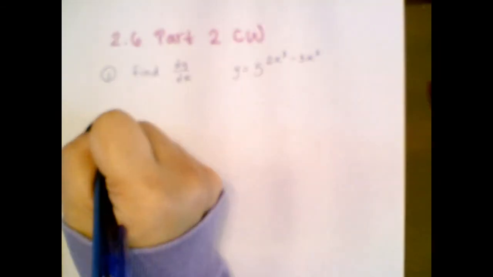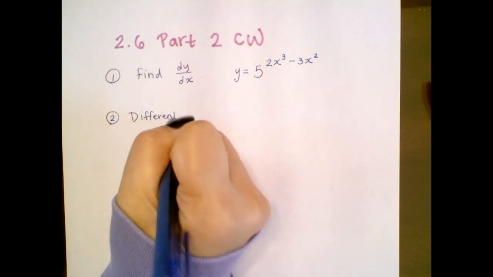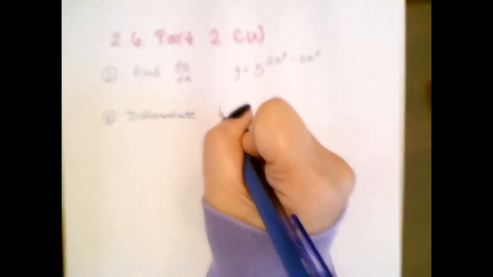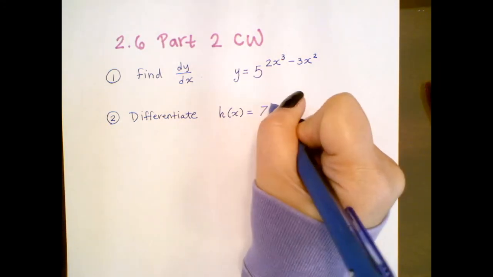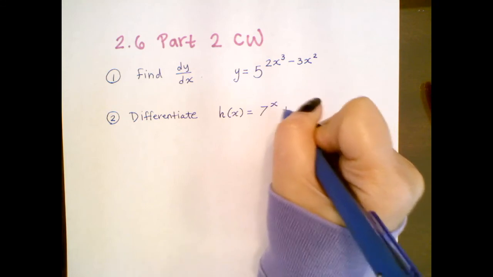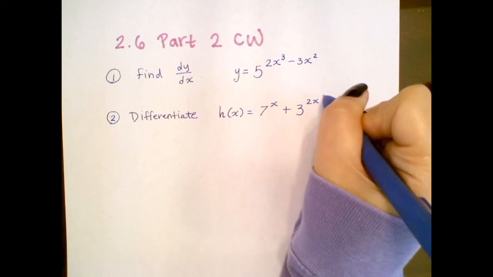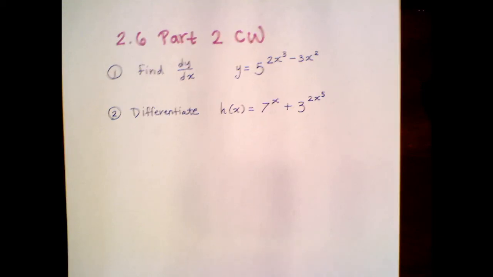All right, number 2. Differentiate h of x, and this one is 7 to the x power plus 3 raised to the 2x to the 5th power. And guys, the subscripts, maybe I'm not writing them smaller. So I did type these on Canvas if you want to look at the typed version of it. Okay. Now number 3.